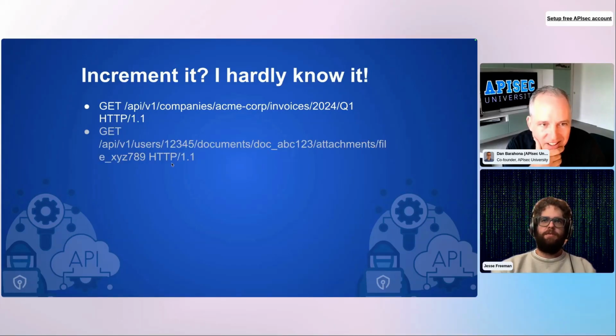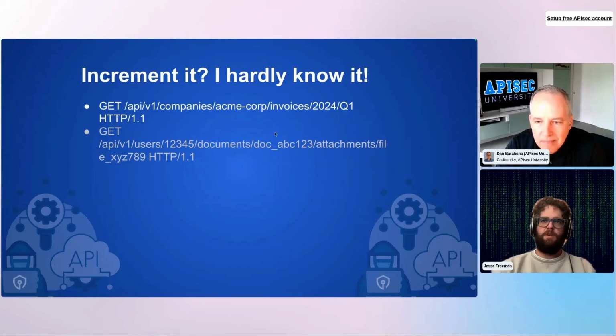Here's another one, right? Kind of the same thing. 1, 2, 3, 4, 5. That's obvious. Doc ABC 1 through 3, interesting. What else do we see? What other possibilities?